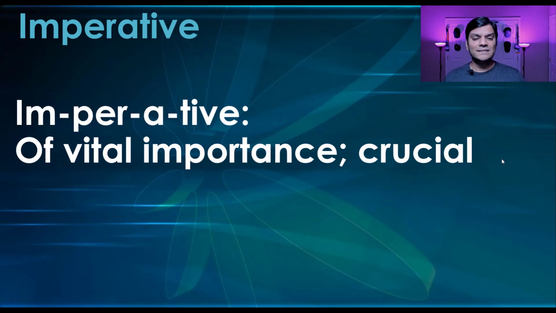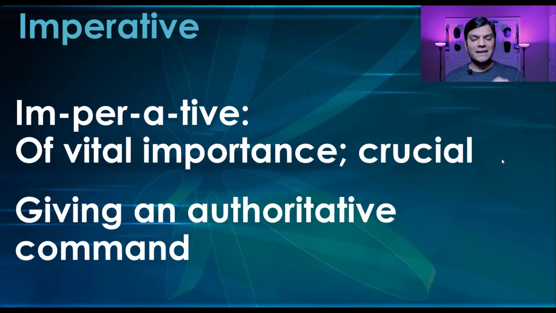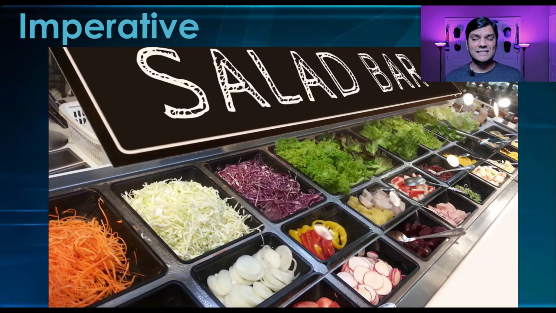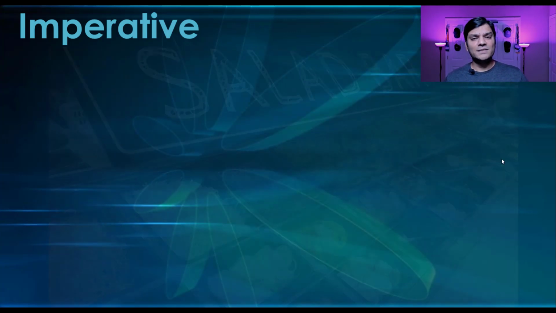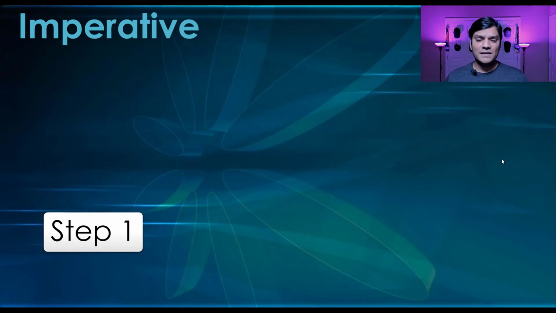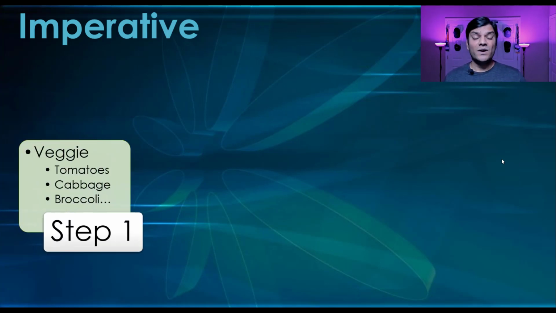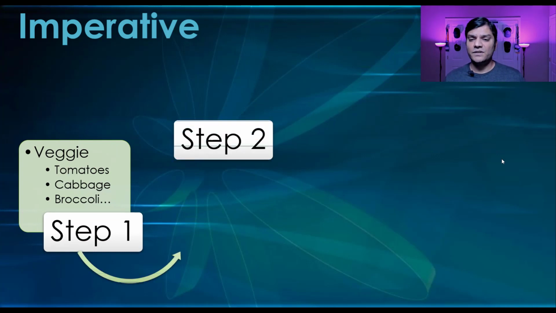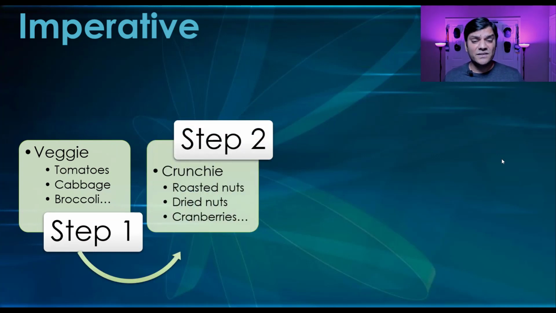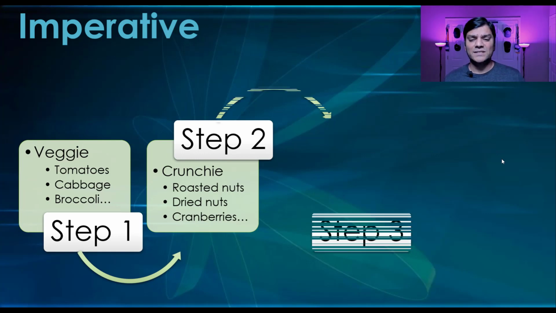What imperative means is something of vital importance and crucial. That's the definition of it. Basically, it is giving an authoritative command. When we look at an example, a good one is a salad bar, because here's the process for a salad bar. If you think about it, step number one is for me to decide what are the veggies I want. Tomatoes, cabbage, broccoli, these are the different veggies that I prefer. Step number two is if I want any crunchies along with it. Roasted nuts, dried nuts, cranberries, those are some examples.